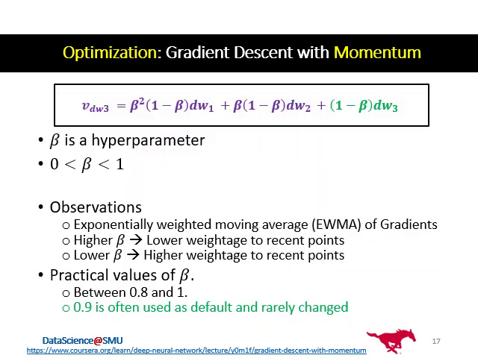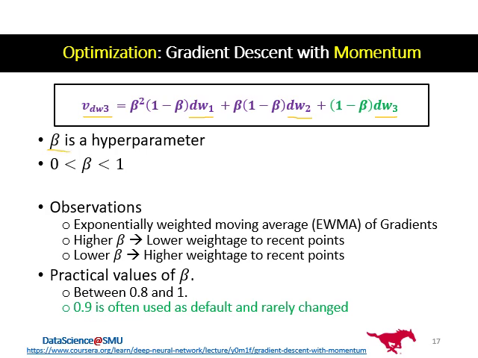Okay, so I've copied over the equation for the velocity at the third iteration from the previous slide, and like we saw previously, it consists of terms from the gradient for the first iteration, gradient for the second iteration, and gradient for the third iteration, and they are all weighted differently based on the hyperparameter beta.